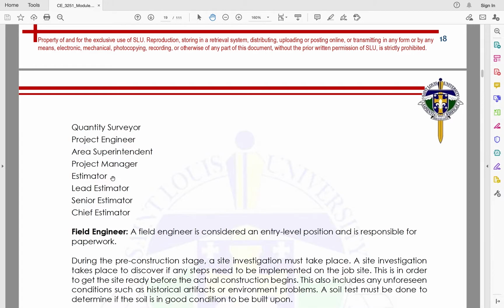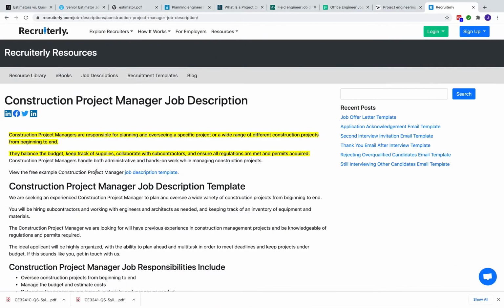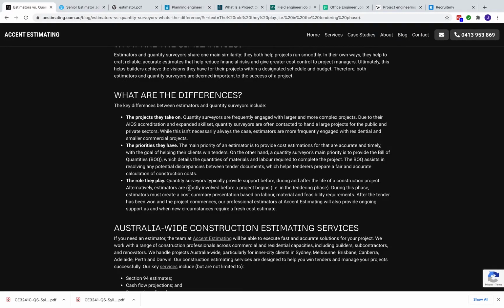Okay? Next is an estimator. So an estimator is synonymous to a quantity surveyor. It's just that an estimator, sa pre-constructions most of the time. Sa pre-construction lang ang estimator. Okay? So if we are to define them, quantity surveyors typically provide support before, during, and after the life of a construction project, while estimators are mostly involved before the project begins. Okay? Yon.